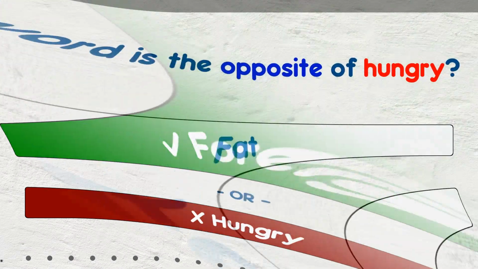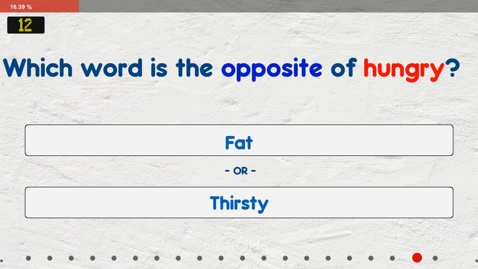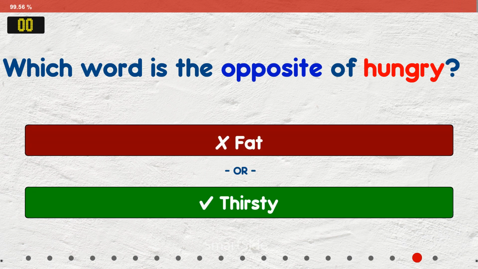Which word is the opposite of hungry? A, fat. B, thirsty. The answer is thirsty.